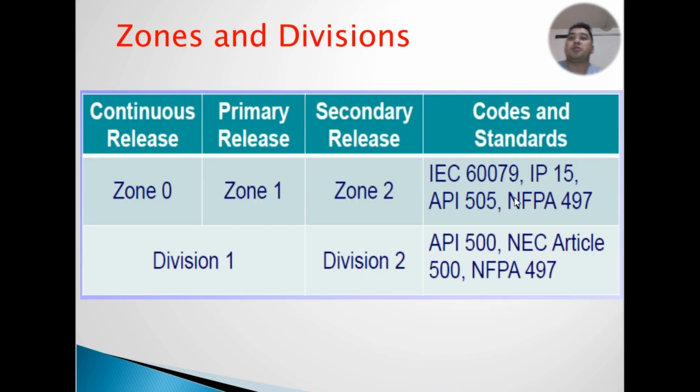Zones and divisions. Continuous release: zone 0 and 1, and division 1. Secondary release: zone 2, division 2. So these are the European standard and these are the American one. These are the codes and standards for zone 0, 1, and 2: IEC 60079, IEP 15, API 505, and NFPA 497. These are the American standards.